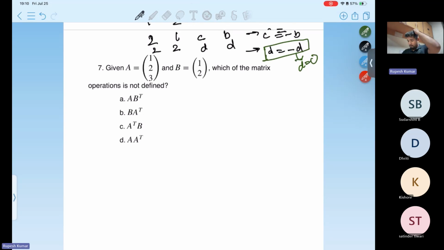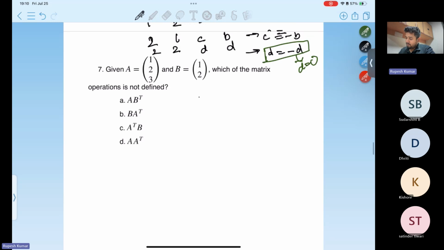So let's say you have a matrix A containing one vector, which is 1, 2, 3, and matrix B containing one vector, which is 1, 2. Which of the matrix operations is not defined? So AB transpose, A transpose, whatever you are saying, all these correspond to matrix products, right? And I hope you remember the idea of matrix product.